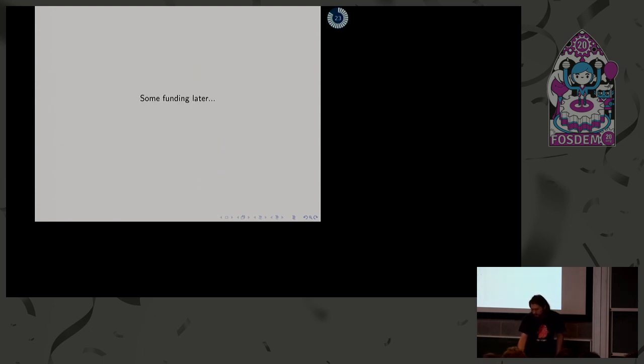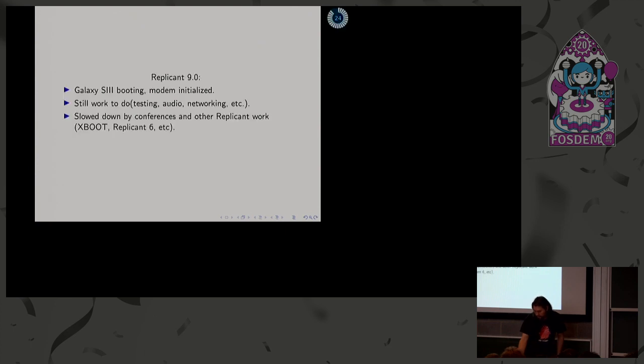Then we also got some funding from NLnet to work on that. So now we have the Galaxy S3 rebooting with an upstream kernel on Android 9, basically. We still need to integrate audio, networking and so on. We also try to do too many things at once, like organizing a conference, working on bootloaders, and still making the Replicant 6 release, so that slows down the work as well.